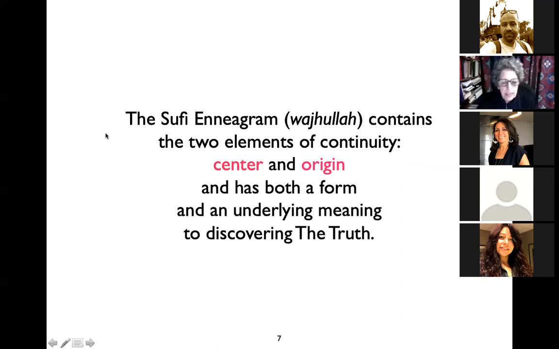So the Sufi Enneagram, or Vajala, contains the two elements of continuity, of center and origin, and has both a form and an underlying meaning to discovering the truth. That's the basic idea of the symbol: it has a center and an origin which goes back to God, and it has both a form and a meaning. So when we see something, or meet someone, we try to understand the meaning of this person, or what this person is trying to say to us. And then we name it. So it's both a name and a form, or a name and a meaning, in order to discover the truth.